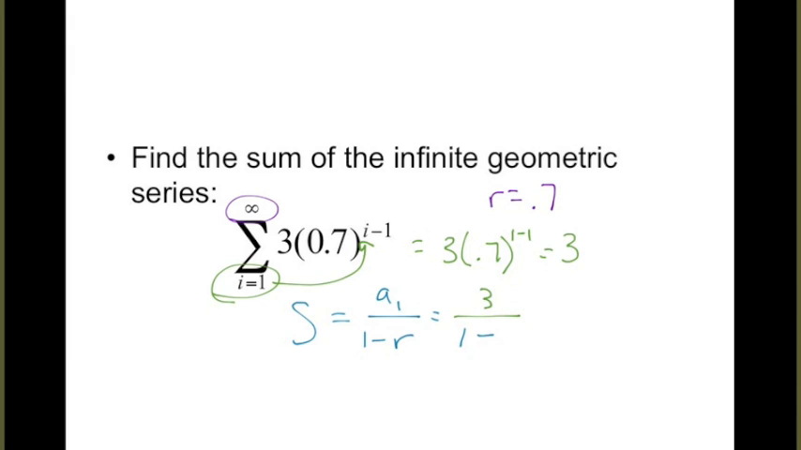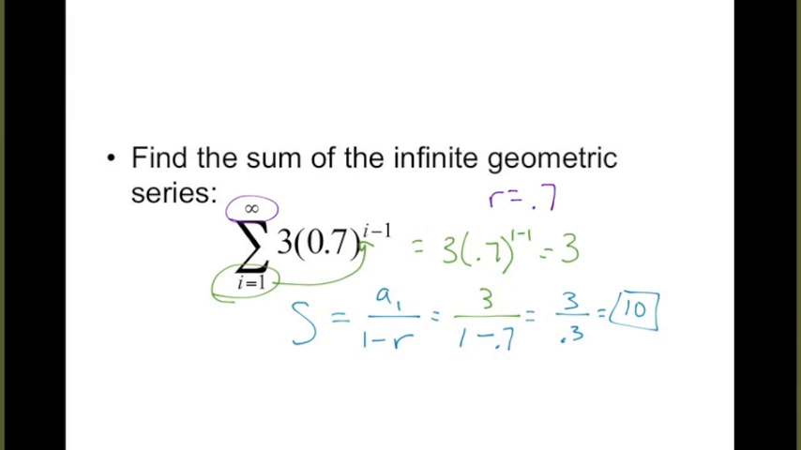And then r, we said, was 0.7. So that gives us 3 over 0.3, which is 10.